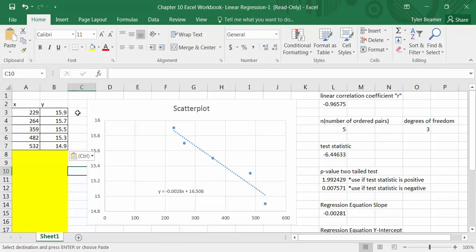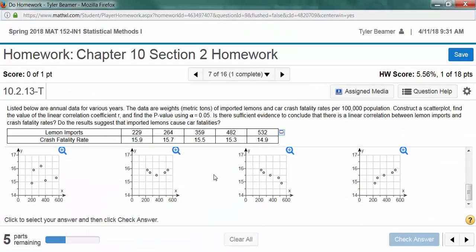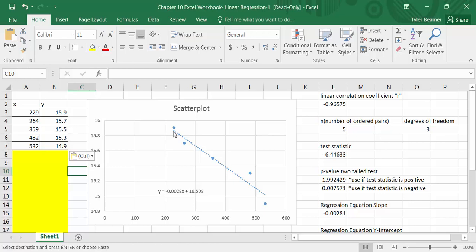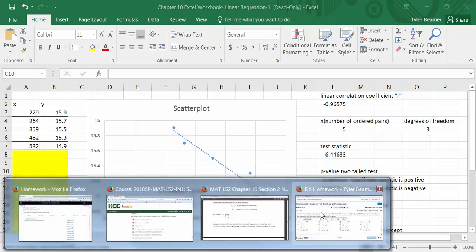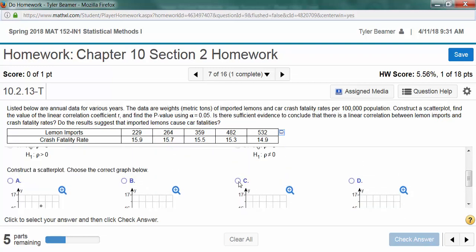When you do that, you should automatically get a scatter plot that's created for you. You should also get the linear correlation and the value of your hypothesis test. Alright, so let's go to the problem here. Let's match up the graph from what we have in our scatter plot. It definitely looks like we have some type of negative linear correlation here. So let's match up the correct graph. It's obviously not A, B, or D. So it looks like we've got C.